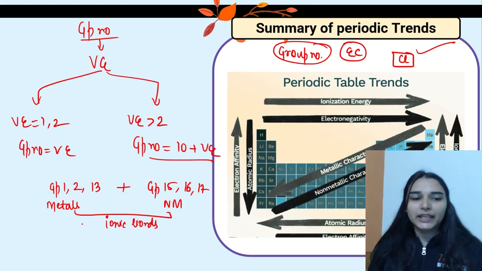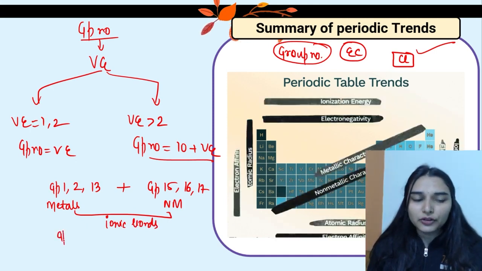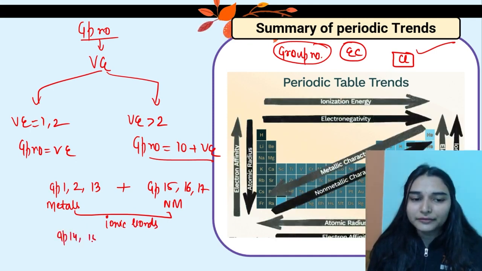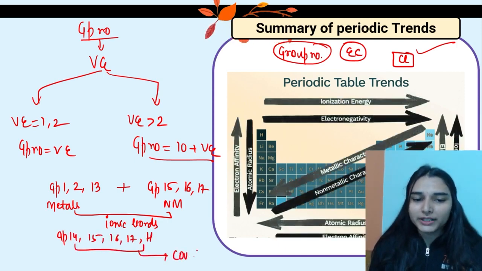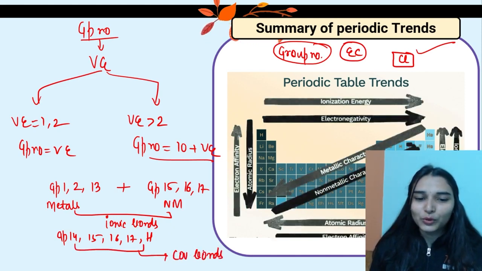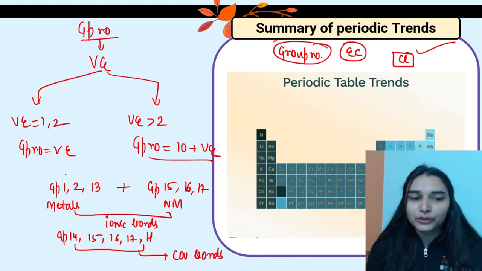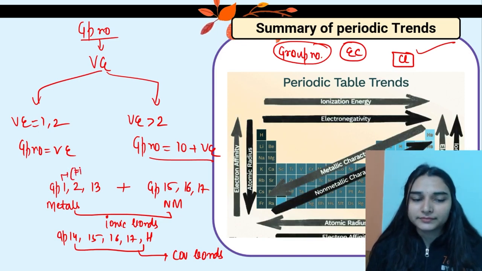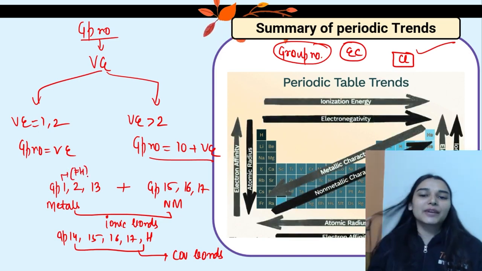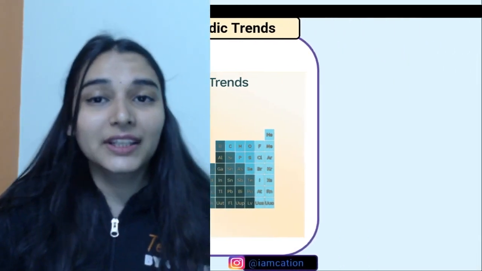Okay, exceptions होते हैं. Now apart from that, if you talk about elements of group 14, 15, 16, 17 and hydrogen, among themselves they make the covalent bonds. Okay, so I hope you remember this. You can, यहाँ पर group 1 में don't take hydrogen. Okay, so the type of bonding and all the trends we are done with this.